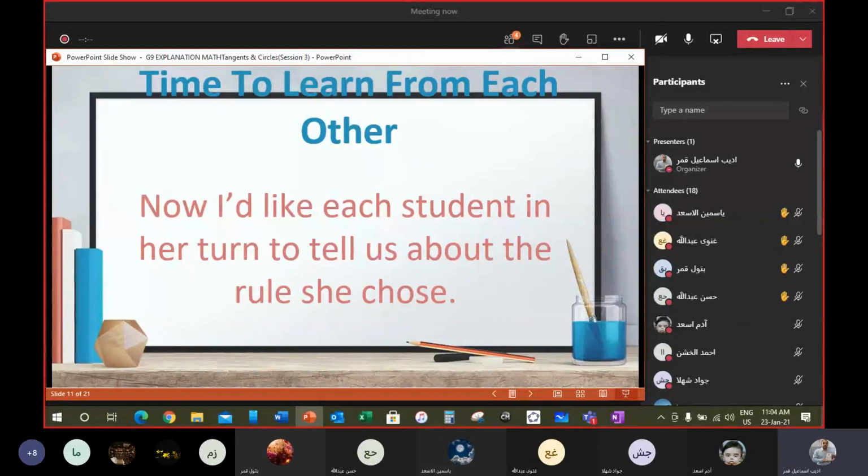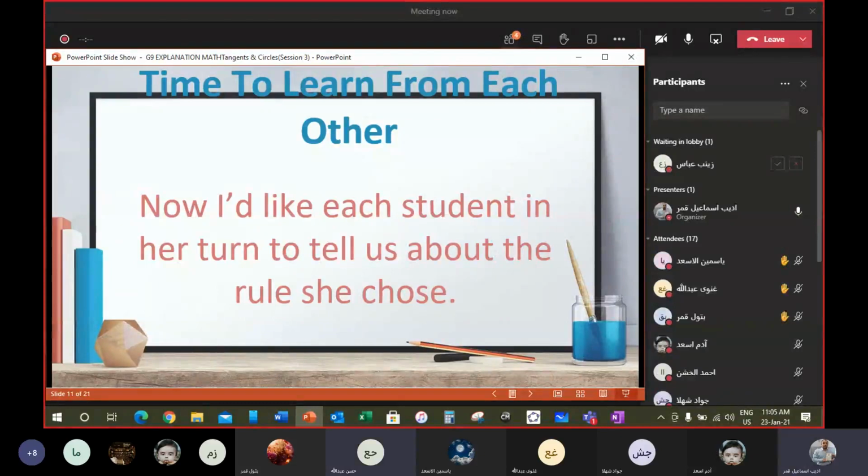Who is next to remind us? Hassan. The perpendicular bisectors of the sides of the triangle intersect at one point called the center of the circumscribed circle, or we call it the circumcenter.